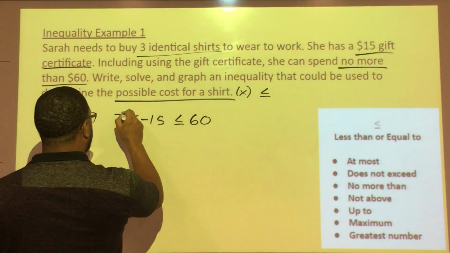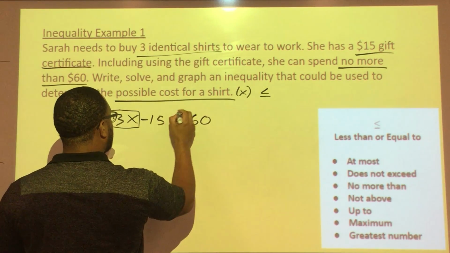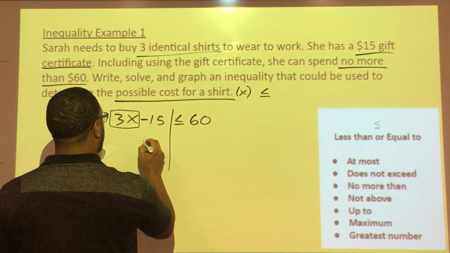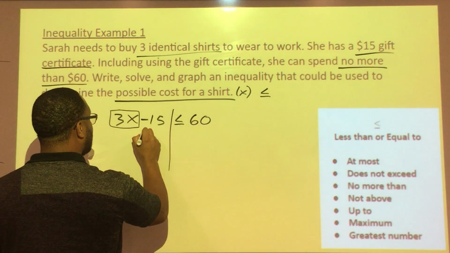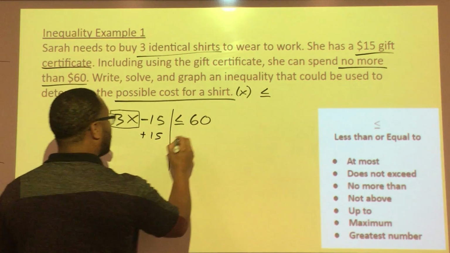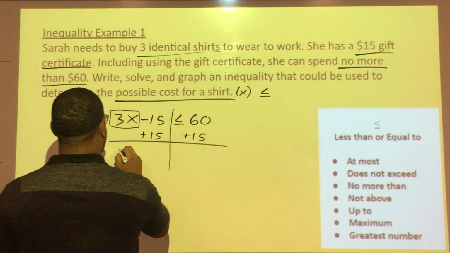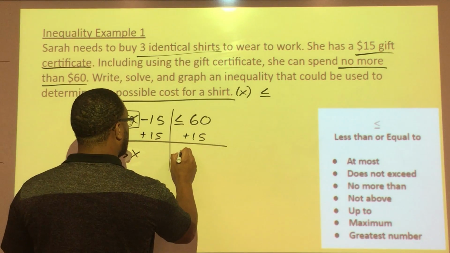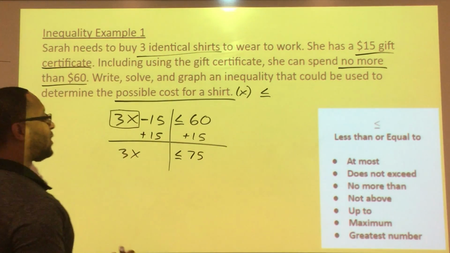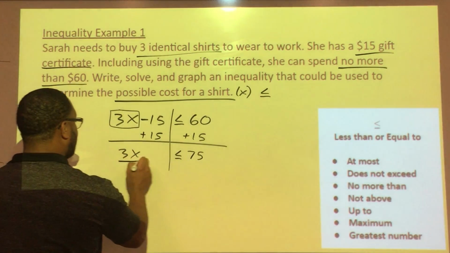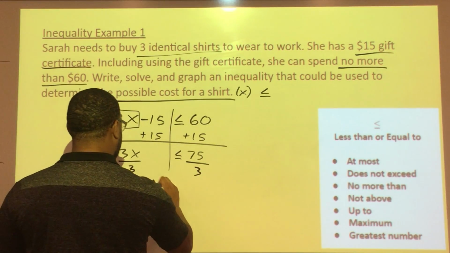Now I'm just going to solve it. Remember, we solve it the same way we solve equations. And then we're going to bring down what is left. So if this is minus 15, I'm going to do the opposite. I'm going to add 15. Always do the opposite. Now we bring down what's left. 60 plus 15 is going to give us 75. And then I'm going to divide both sides by 3. My sign will remain in the same direction.